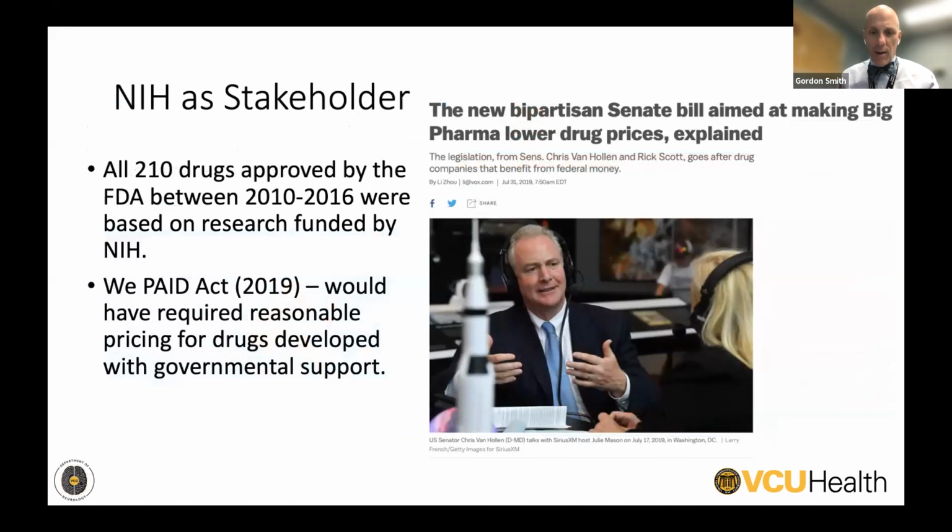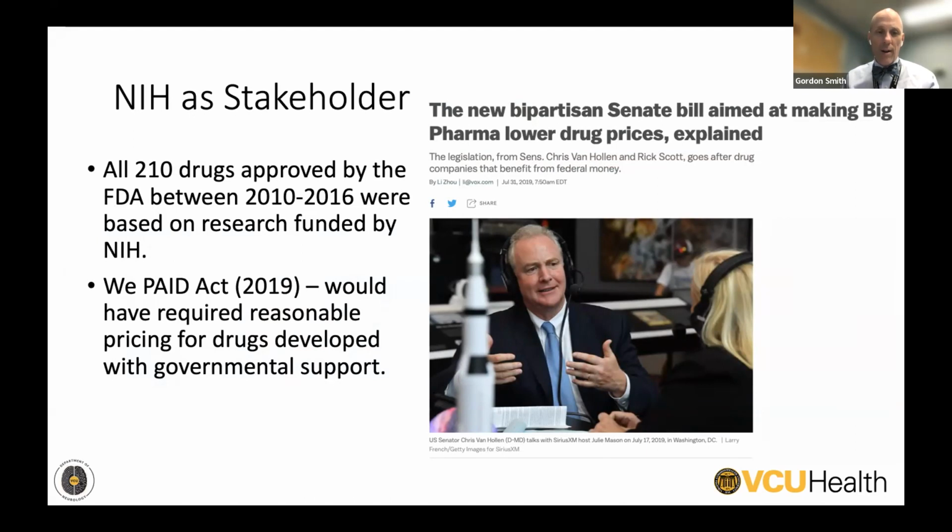Another concept that's now very much in the narrative is the role of NIH as stakeholder. So all drugs approved between 2010 and 2016 had NIH investment in preclinical, early clinical development. I don't know the data since that time, but I suspect it looks very similar. And there have been attempts to address this from a legislative perspective. Those of you who did Neurology on the Hill a couple of years ago will remember advocating for the We Paid Act, which was co-sponsored by Senators Van Hollen and Scott. You know, a Democrat from Maryland and a conservative Republican from Florida working together on this.